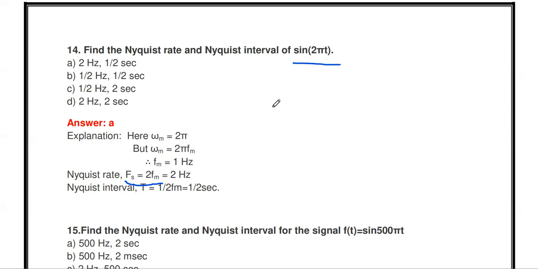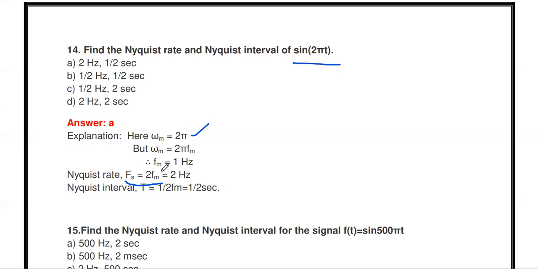So we have to find the frequency of this sine signal. As you already know, we have to compare this sine signal with the standard sinusoidal expression. What is the standard sinusoidal expression? A sine 2 pi ft, that is sine omega m t. So in the place of omega m, we have 2 pi. Omega, if you expand it, is 2 pi fm. So comparing these two, 2 pi equals 2 pi fm. So 2 pi cancels, and fm is equal to 1 hertz.